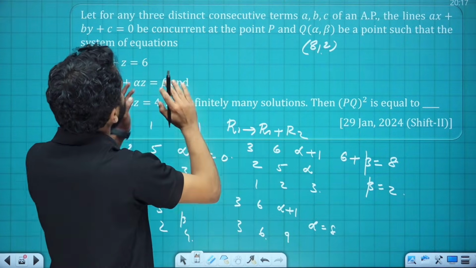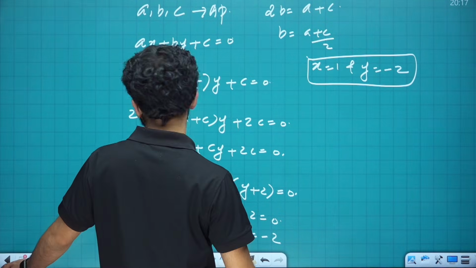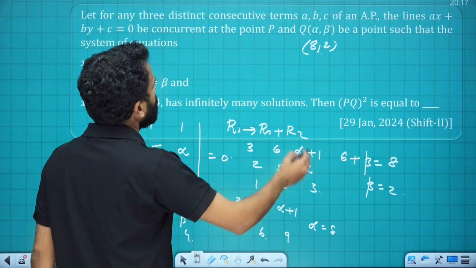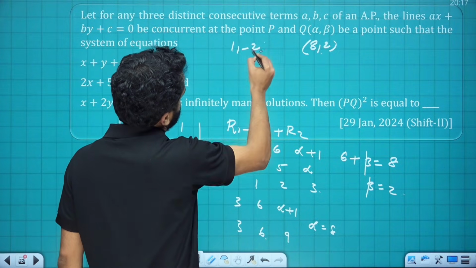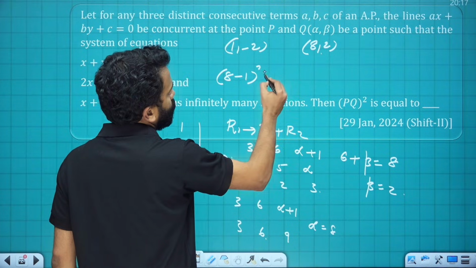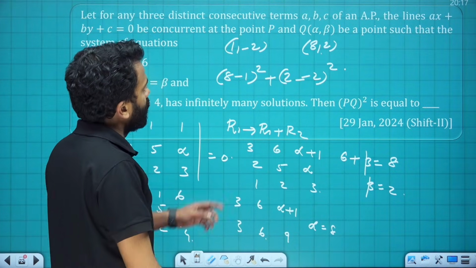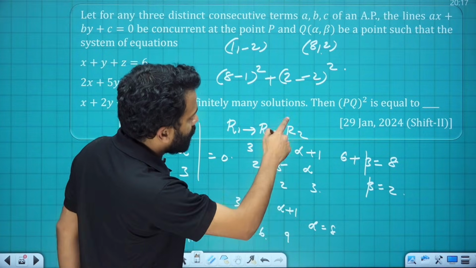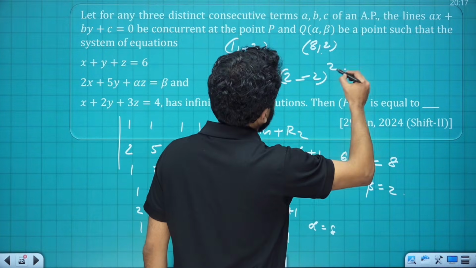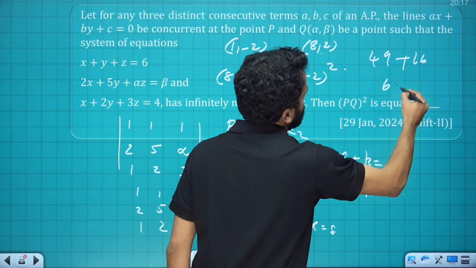And what is point P? Point P, I think the value is, I forgot the value, 1, minus 2, right? That is 1, minus 2. Therefore, what is PQ square? That is (8 minus 1) the whole square plus (2 minus minus 2) the whole square. Okay, that is 7 square plus 4 square, that is 49 plus 16, the value is 65.